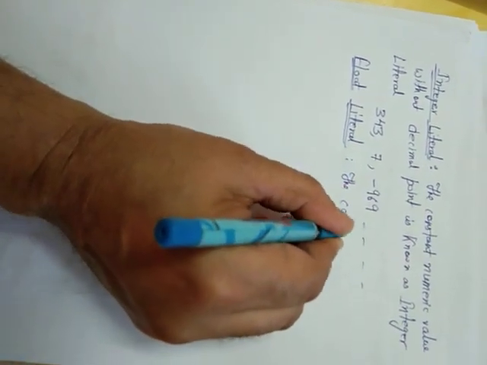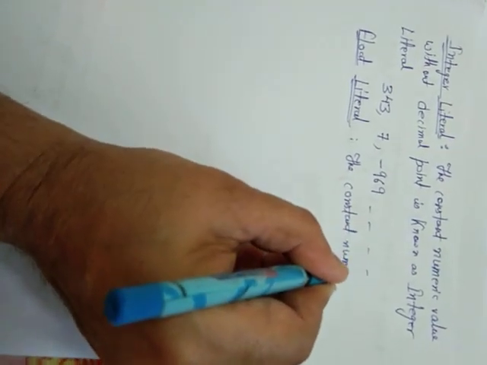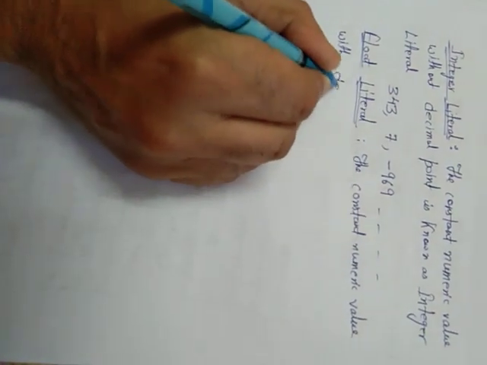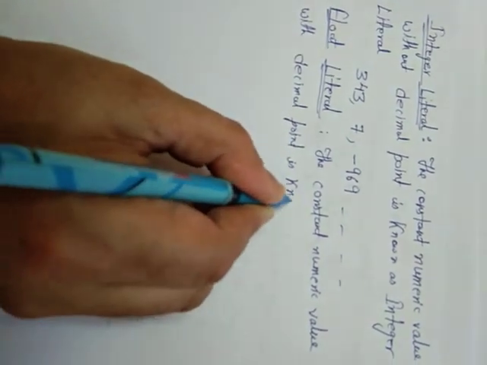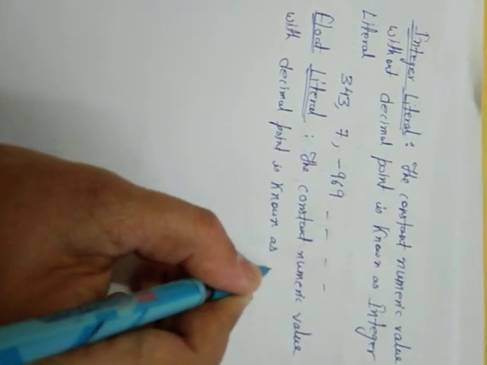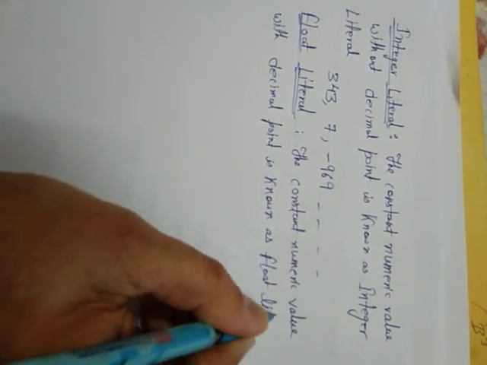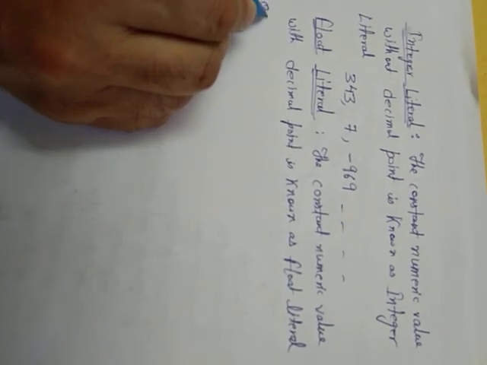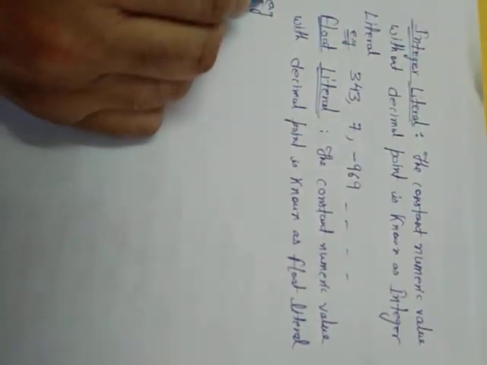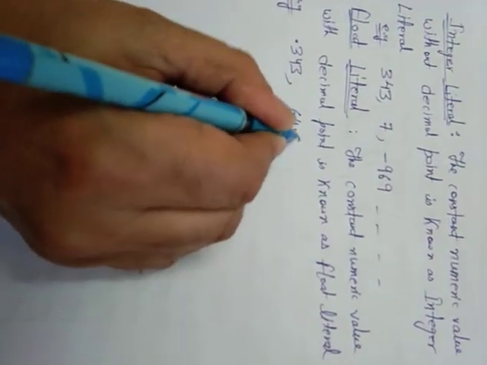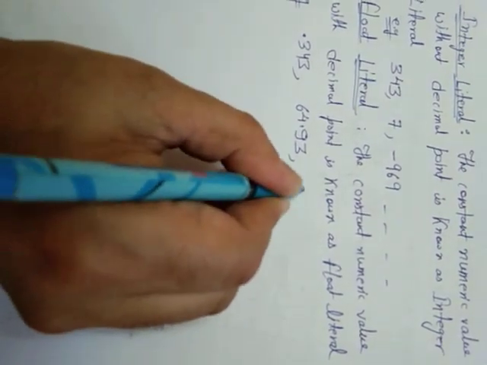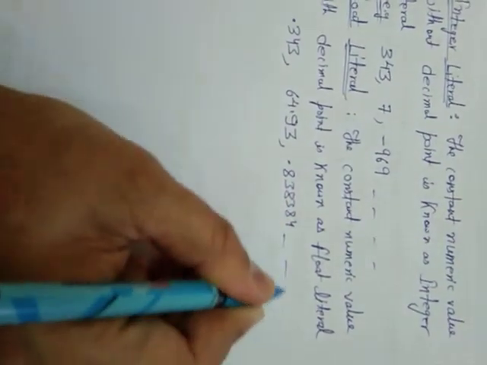The constant numeric value with decimal point is known as float literal. So here are some examples. 0.343, 68.93, 0.838384, and many more. These are the examples of float literal.